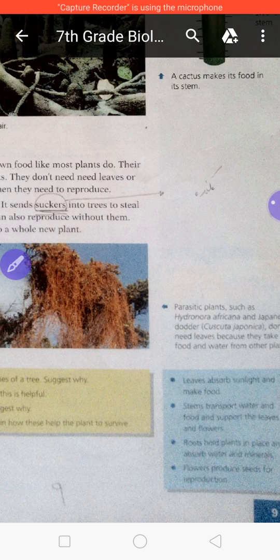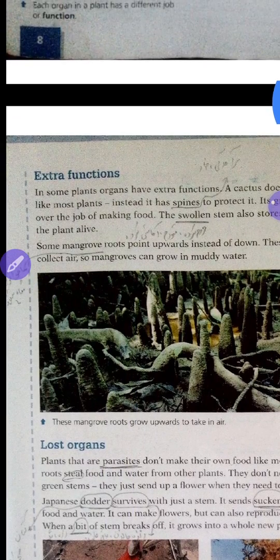So that was all about the different organs of the plant and their functions.